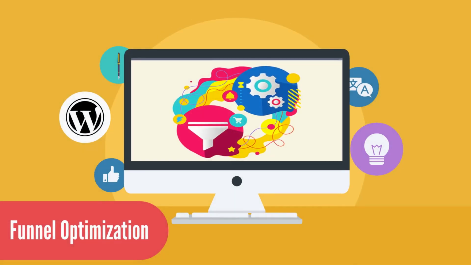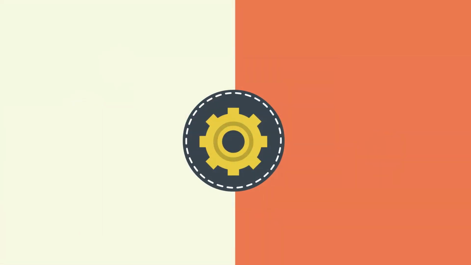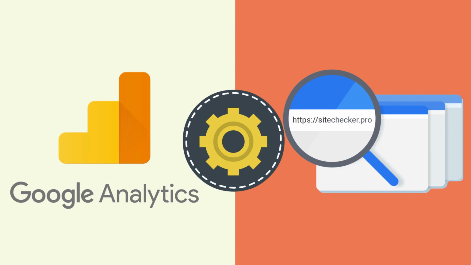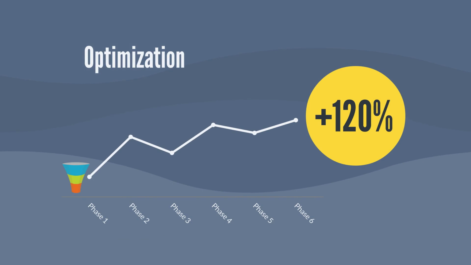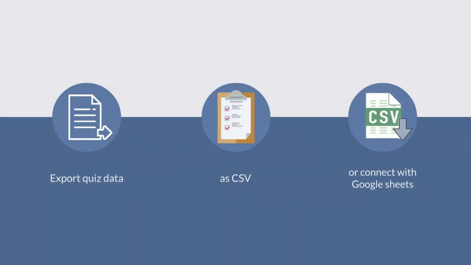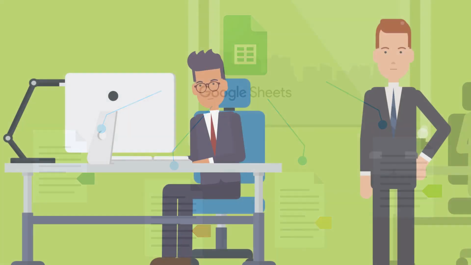Funnel optimization, using add-ons such as Google Analytics tracking and URL parameters, you can use analytics in your CRM software to see where you can optimize. Export quiz data as CSV or connect with Google Sheets to see results in real time.